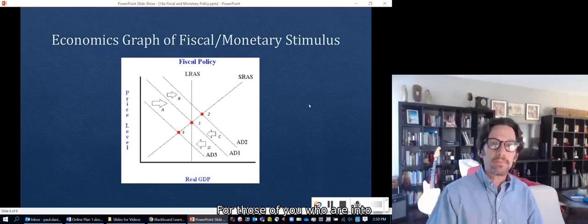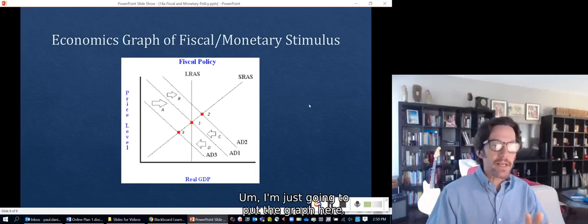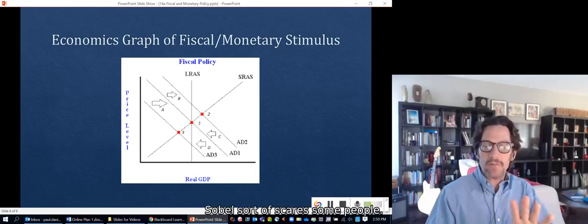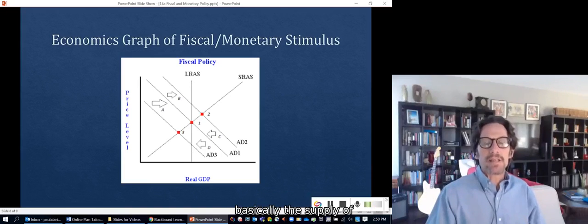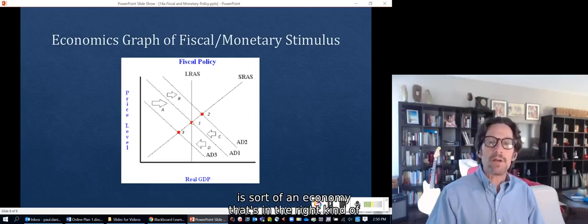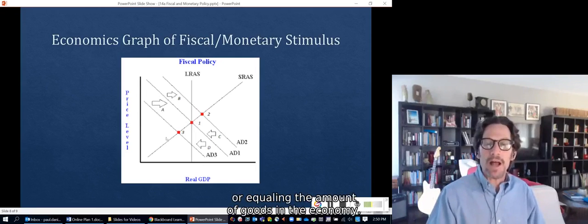For those of you who are into the economic side of things, I'm just going to put the graph here. I know that graphs will scare some people, but essentially this vertical line refers to basically the supply of goods and services in the economy at any given point in time. And so point one here, this red box in the middle, is an economy that's in the right kind of equilibrium because supply and demand are equaling the amount of goods in the economy.